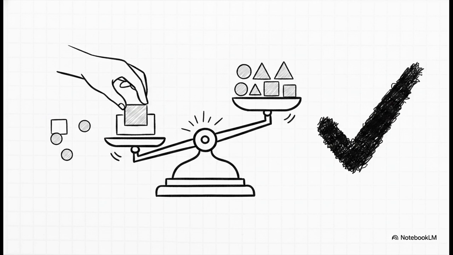Now, to verify our work, we check our balance. We take our answer, 7, and substitute it right back into the original equation in place of x. Does 7 + 5 equal 12? Yes, it absolutely does. That proves our answer is correct and our scale remains perfectly balanced.